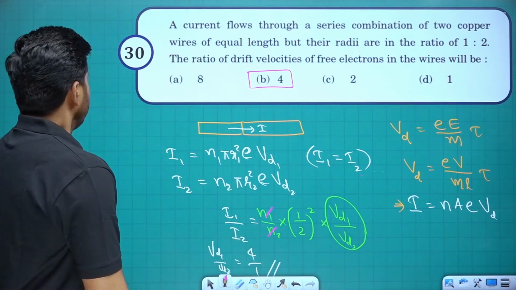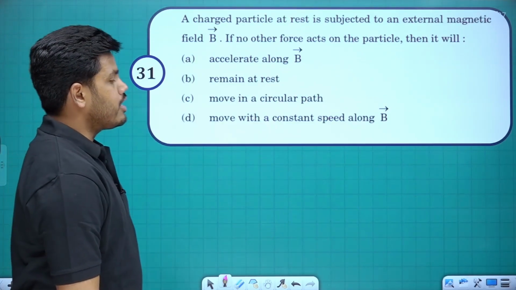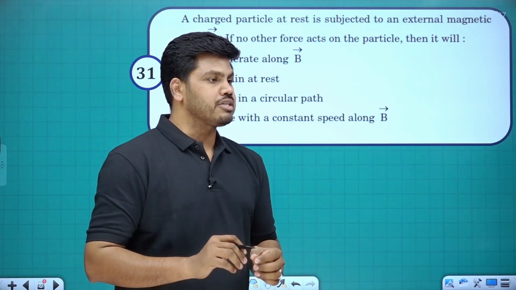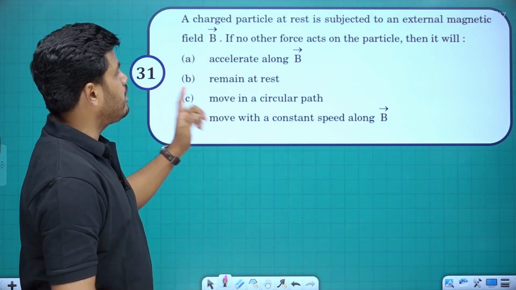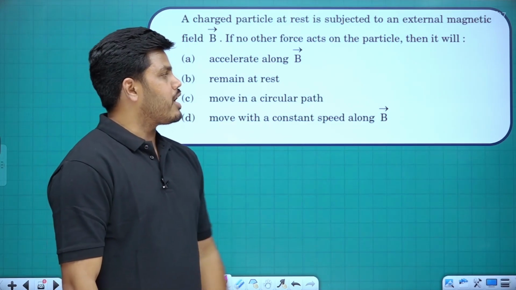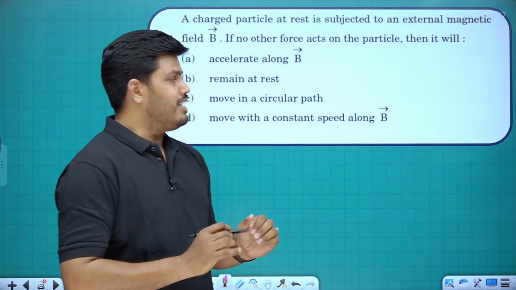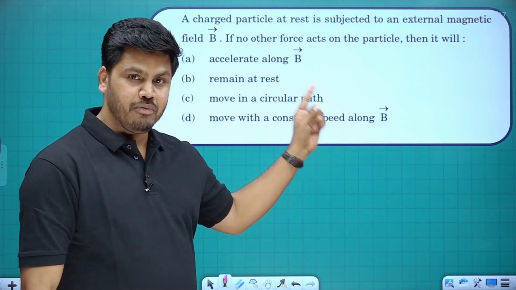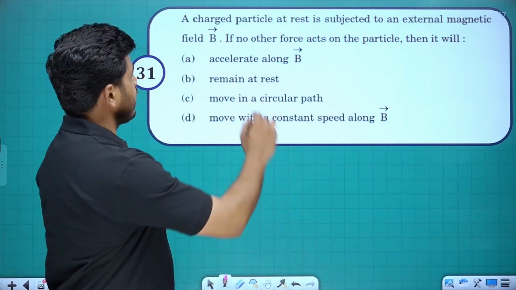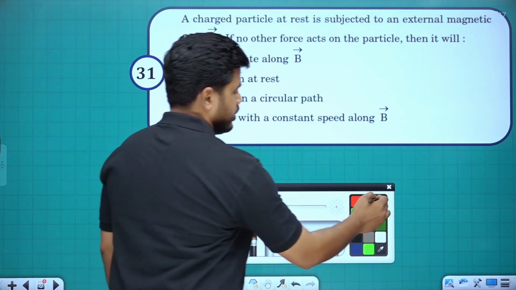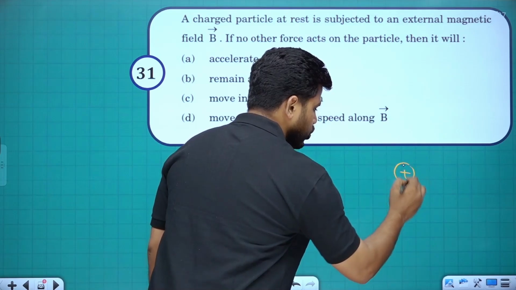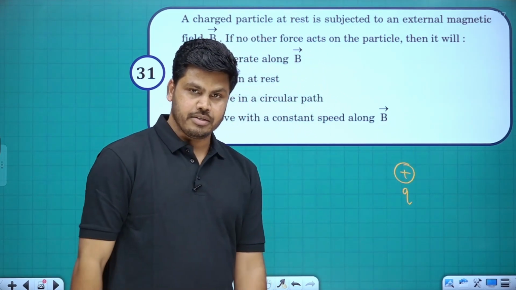Okay, fine. Then 31. A charged particle at rest is subjected to an external magnetic field B. If no other force acts on the particle, then it will... See, be very careful. We have a charged particle at rest. First of all, it is a charged particle Q. Yes, it is at rest.